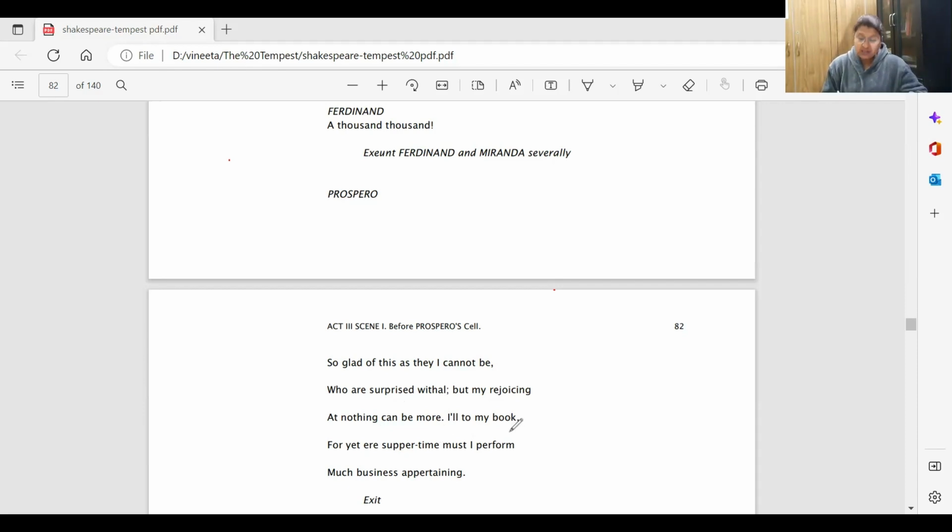I'll to my book. Book here means study. I'll go to my study because yet ere supper time, before dinner time, must I perform much business appertaining. So he says, I'll go to my study because before supper time, before dinner time, I must perform some business appertaining. Appertaining means relating to the plan. There is some work which is related to the plan and is waiting for me. So let me go to my study and finish my work. I hope you people have understood this scene 1 of Act 3.